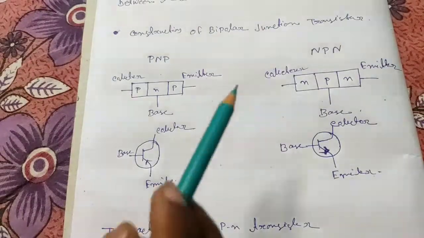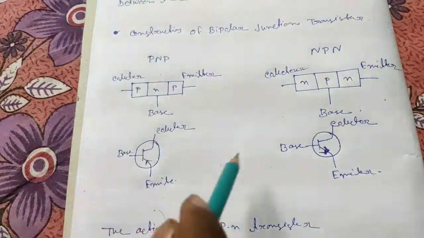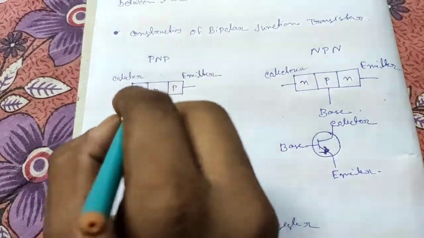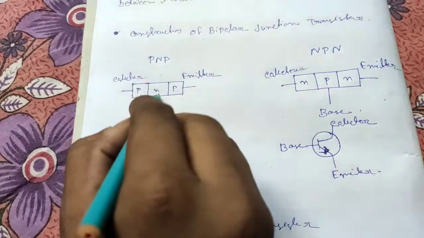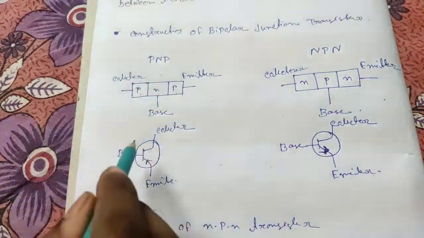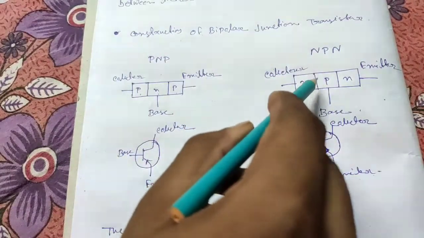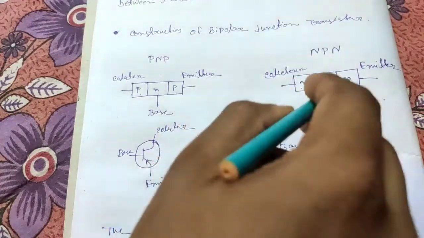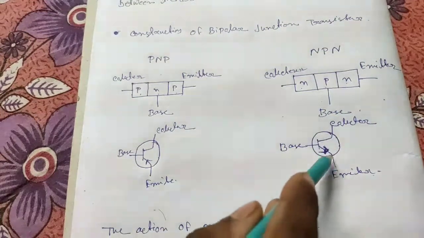Construction of bipolar junction transistor. This is a PNP transistor. This is an NPN transistor. In PNP, P is collector, N is base, and P is emitter. This is the symbol of PNP transistor. In NPN transistor, P is base, N is collector, and N is emitter. This is the symbol of NPN transistor.